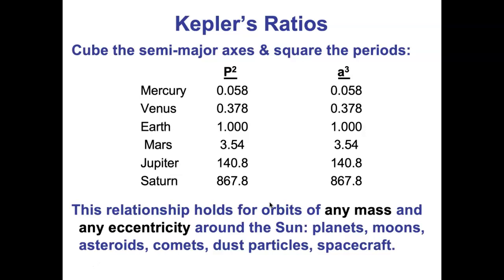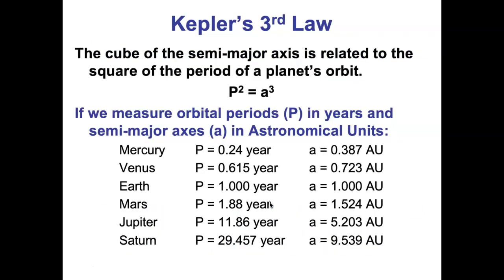Now, why is that? Why does p squared equal a cubed? Kepler didn't know why, because nobody knew why the planets did what they were doing. Kepler just said, well, this is how the numbers work. Based on our measurements of the sky, this is a relationship that we get. This is really handy because this is true for all planets, even the ones that hadn't been discovered yet.